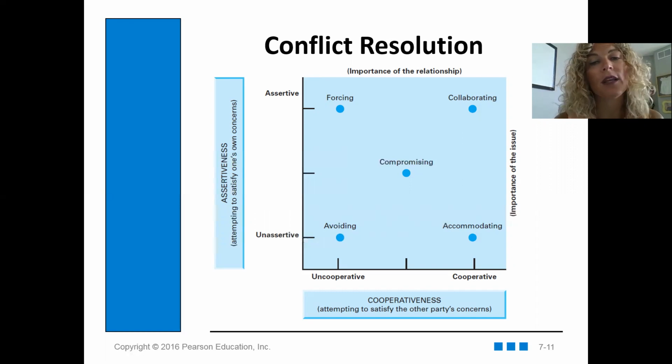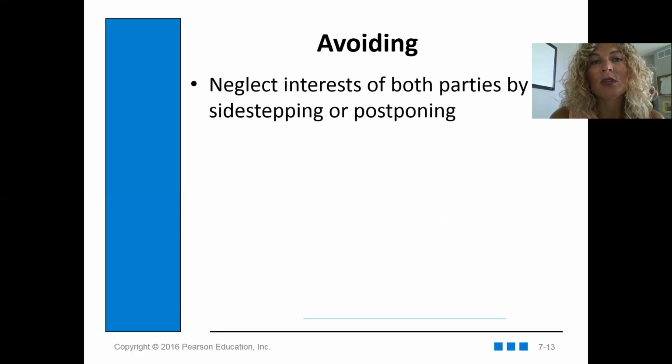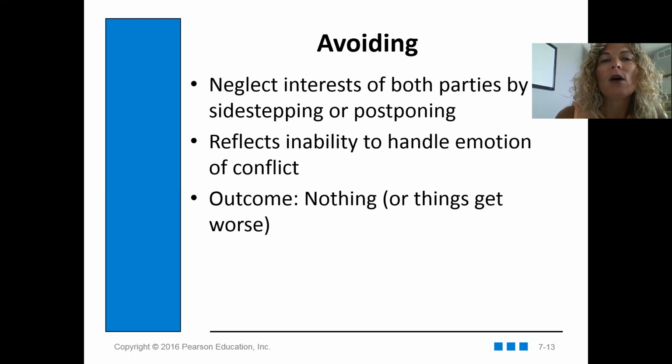So you can see avoiding is there on the bottom left. So it's I don't really care about my own concerns, and I don't really care about the other person's concerns either. So you really are neglecting both parties' interests. You're sidestepping it, you're postponing it, probably because you don't like confrontation, and so you choose to avoid it. The outcome of avoiding is nothing. Nothing gets accomplished, obviously, because it's not potentially brought to the other person's attention that there's even a conflict there.